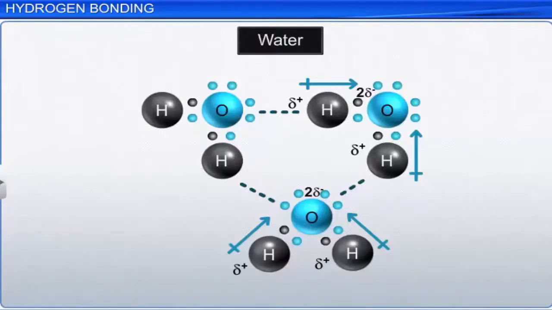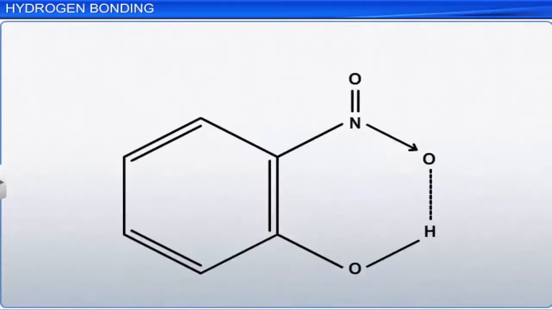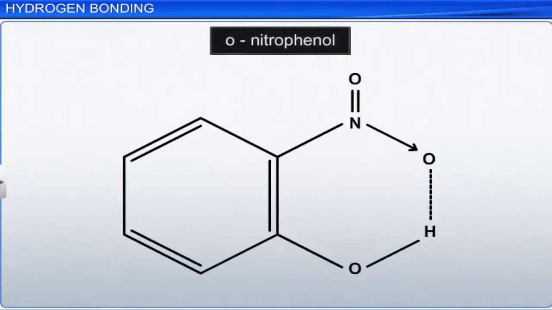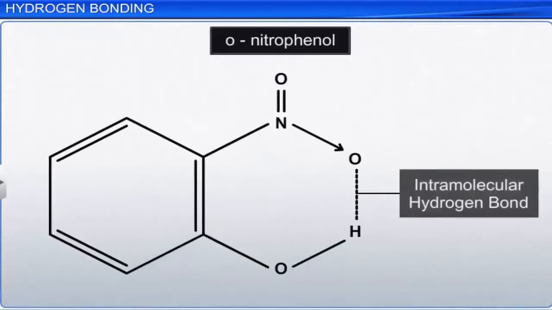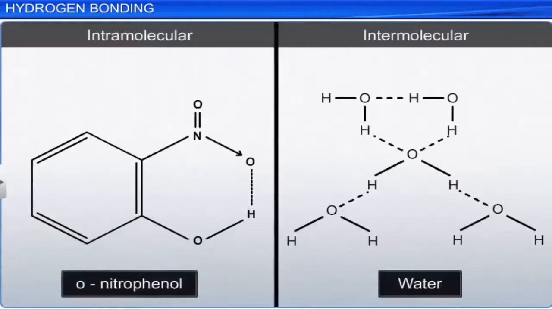However, in certain compounds like ortho-nitrophenol, a hydrogen bond is formed between the hydrogen atom of the hydroxyl group and a highly electronegative atom, that is, oxygen of the nitro group, present within the same molecule. Such a bond is called an intramolecular hydrogen bond. Thus, we can conclude that a hydrogen bond is the weak electrostatic attractive force between the hydrogen atom and the highly electronegative atom of either the same or different molecule.